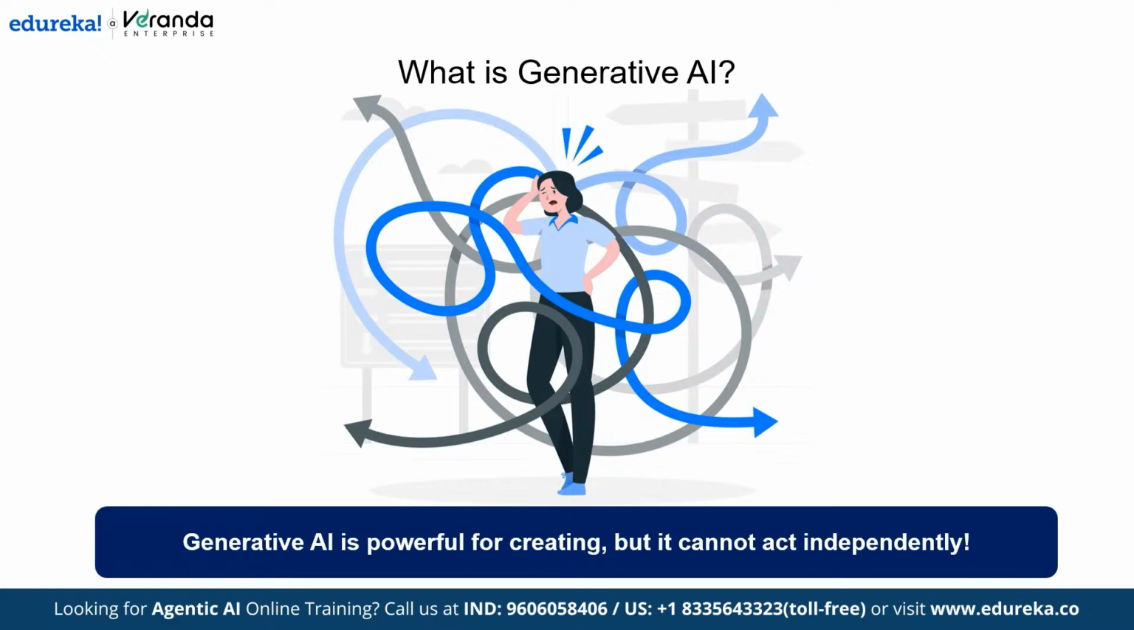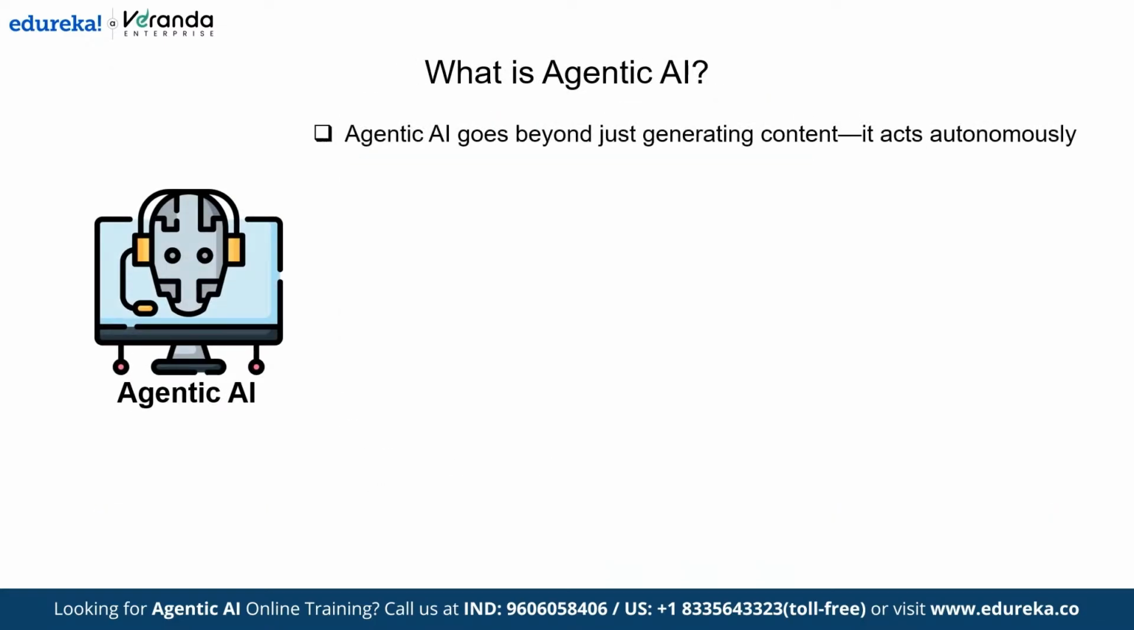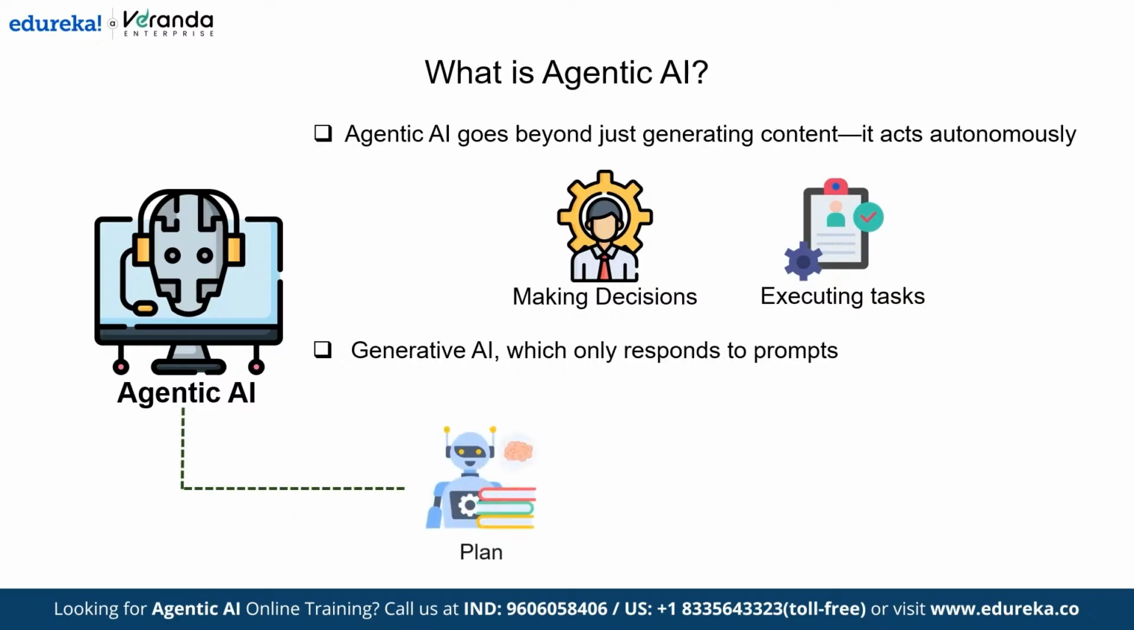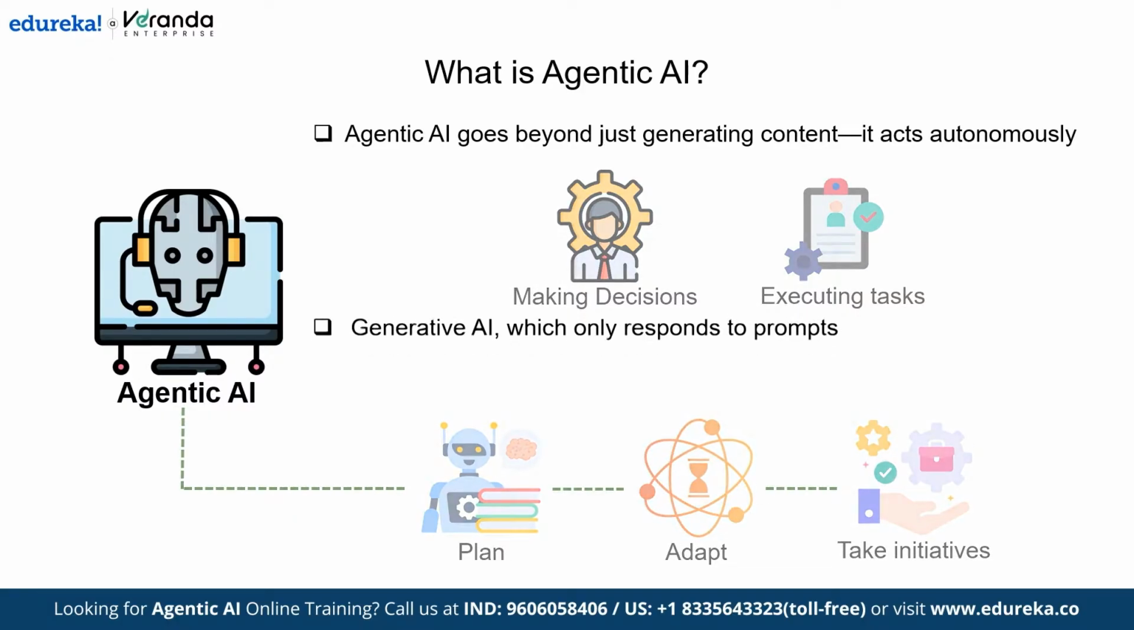And that's where agentic AI comes in. Let's explore what agentic AI is. Agentic AI goes beyond just generating content. It acts autonomously, making decisions and executing tasks without the need for constant human input. Unlike generative AI, which can only respond to prompts, agentic AI can plan, adapt, and take initiative based on goals rather than specific instructions.